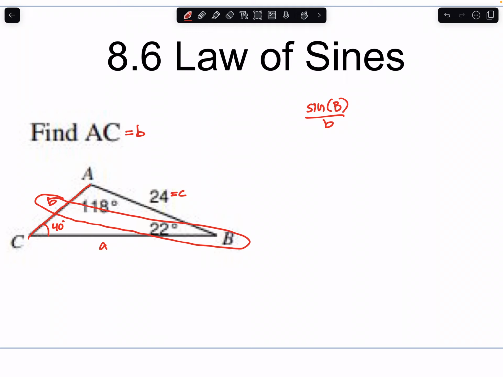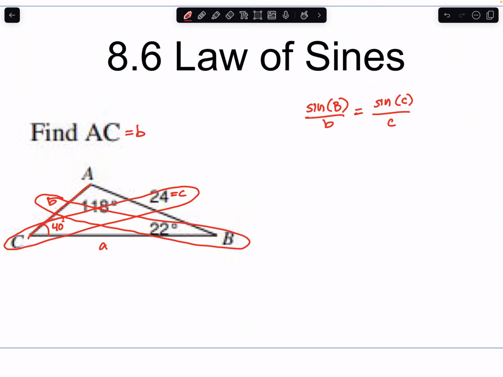Now, which other one do I include? Do I use sine A over A or sine C over C? Well, this is where it comes down to our picture. What information do I have? Notice how for angle A, I have the angle, but I don't have the side length. But for angle C, I have the angle, and I have the side. And that's why I'm going to use sine C over C.